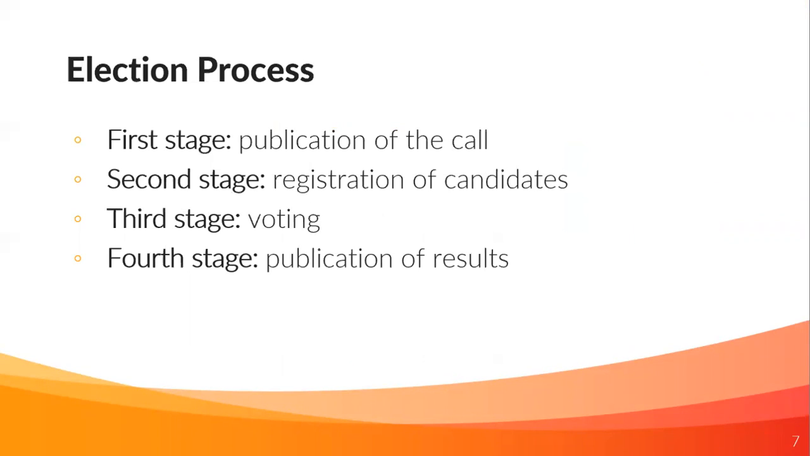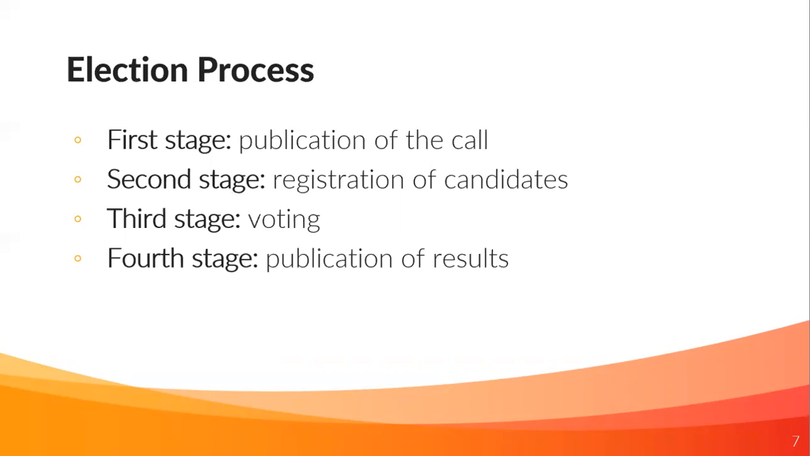Well, talking about the current process for the election of representatives of teachers, students, and administrative staff, it is carried out in different stages. The first stage is the publication of the call. At this stage, the call for the registration of candidates for the election of teachers, students, and administrative staff is published for each of the corresponding departments. In order to carry out the rest of the stages of the process, there must be a published call.